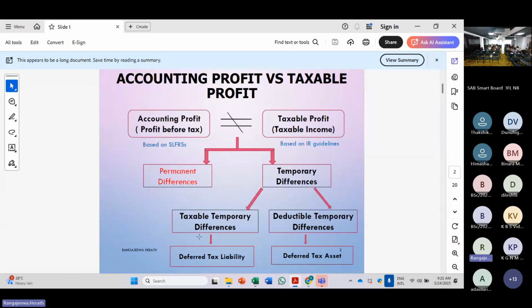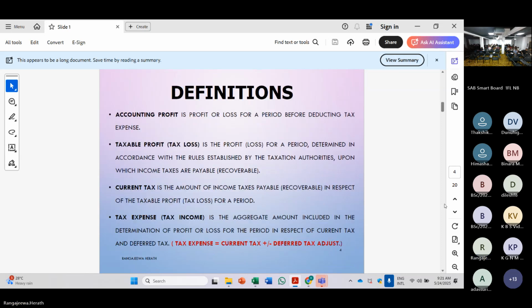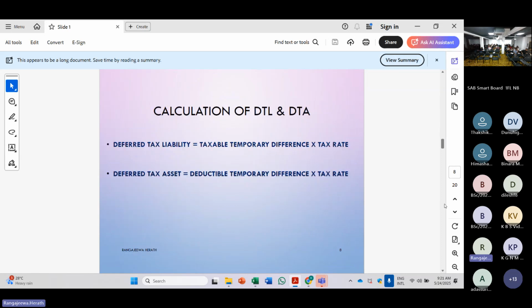So there is a formula for deferred tax liability calculation. When there is a taxable temporary difference, you multiply it by the tax rate, then you can have the deferred tax liability. If there is a deductible temporary difference multiplied by the tax rate, you get the deferred tax asset, right? So that covers one part of exercise 2. That knowledge: deferred tax liability equals taxable temporary difference into tax rate. Deferred tax asset equals deductible temporary difference into tax rate.